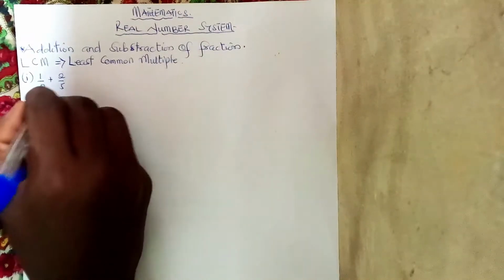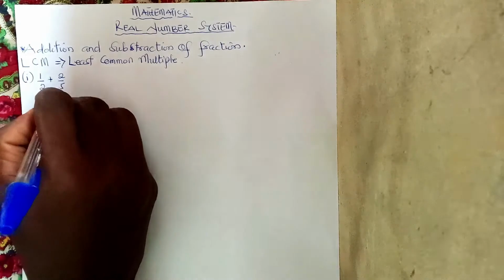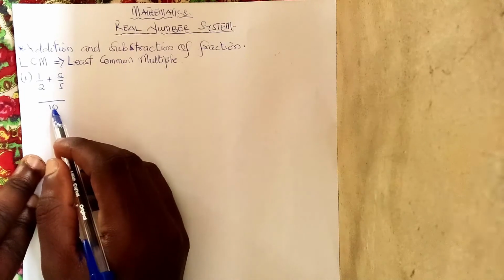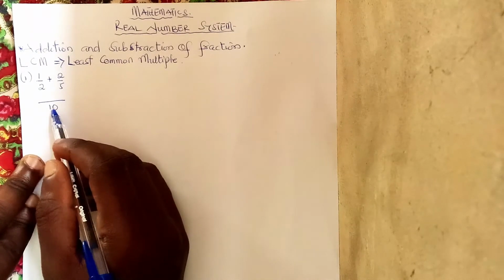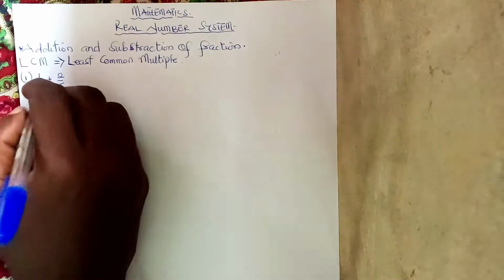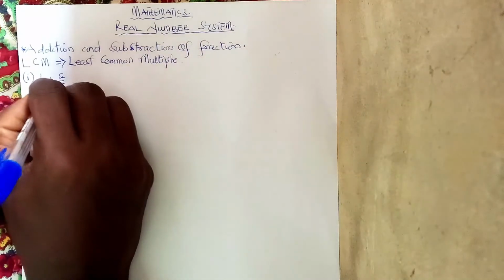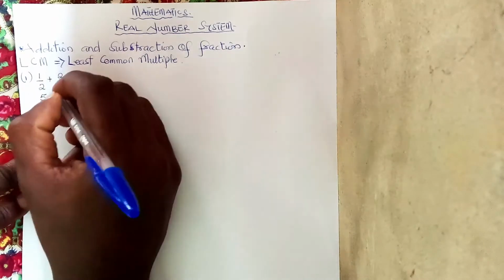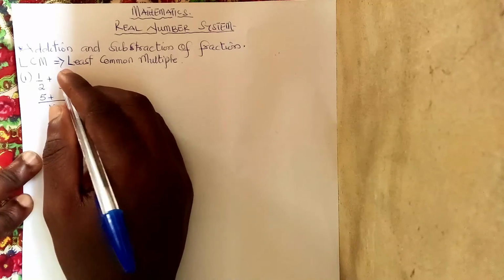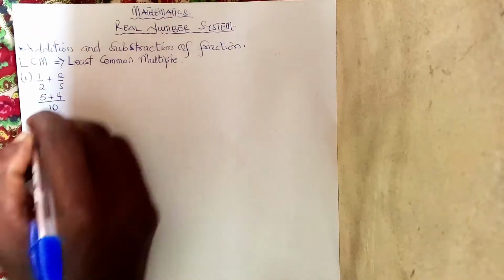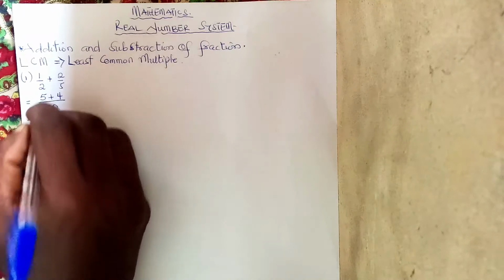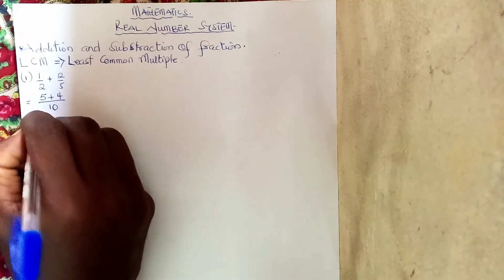So you draw a dash. Our LCM was found to be 10. 2 goes into 10 how many times? We have 5. So we multiply the 5 by the numerator, that's 1. We have 5 times 1 is what? 5. Then 5 divides 10 by 2, 2 times the numerator is 4, so we have 4. We have our final answer to be 5 plus 4 gives us 9, so we have 9 over 10. That's our answer.